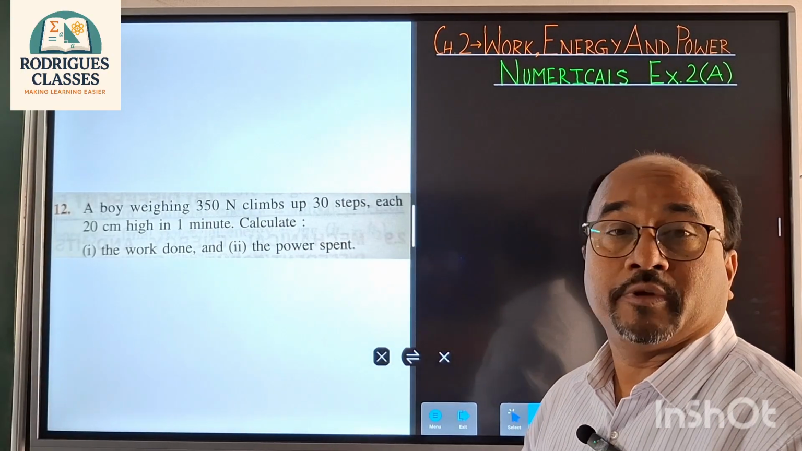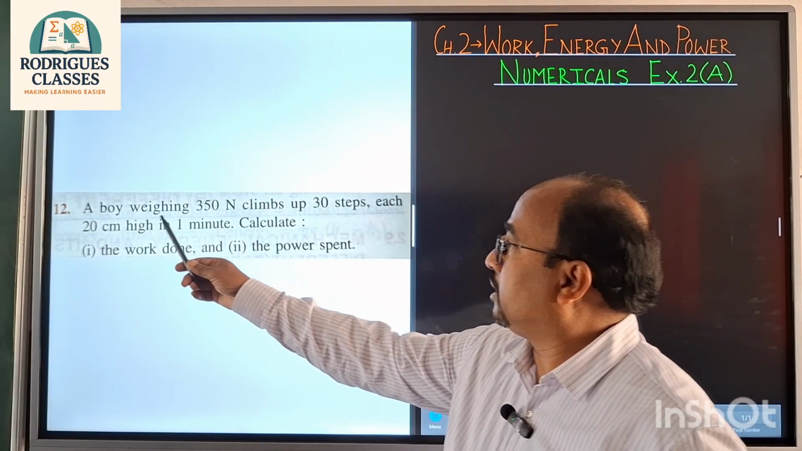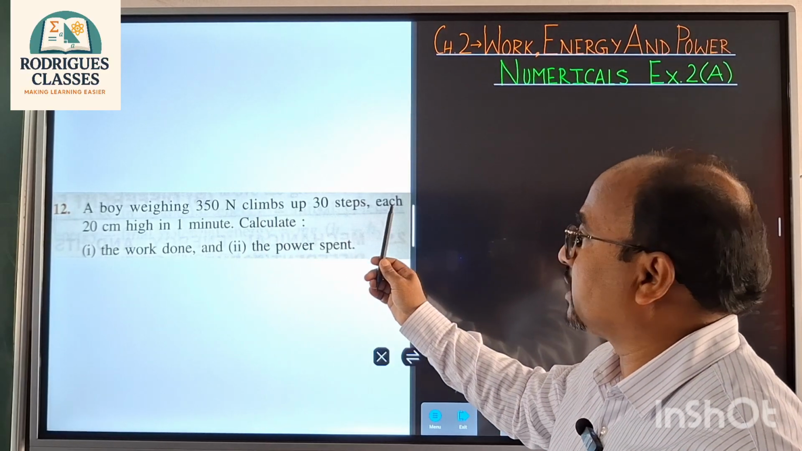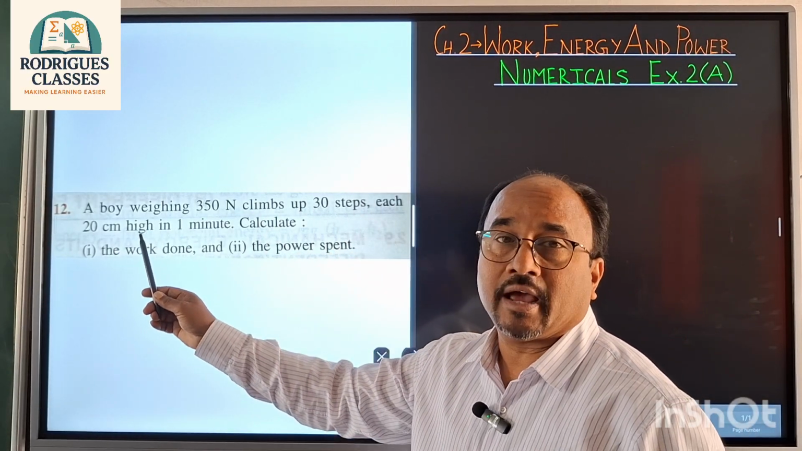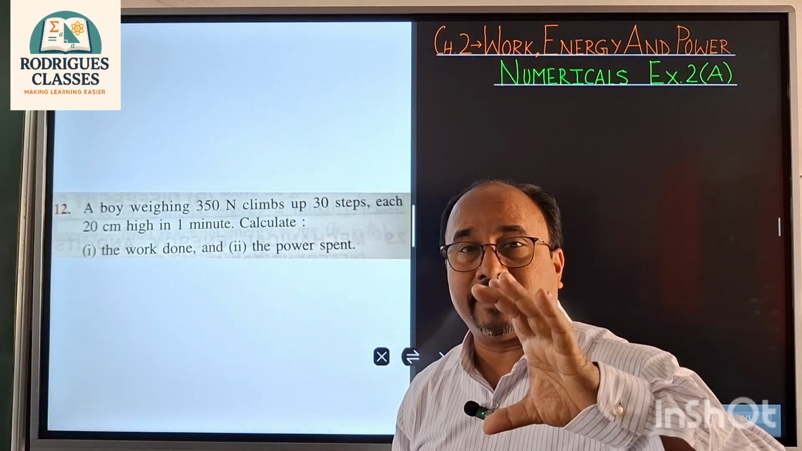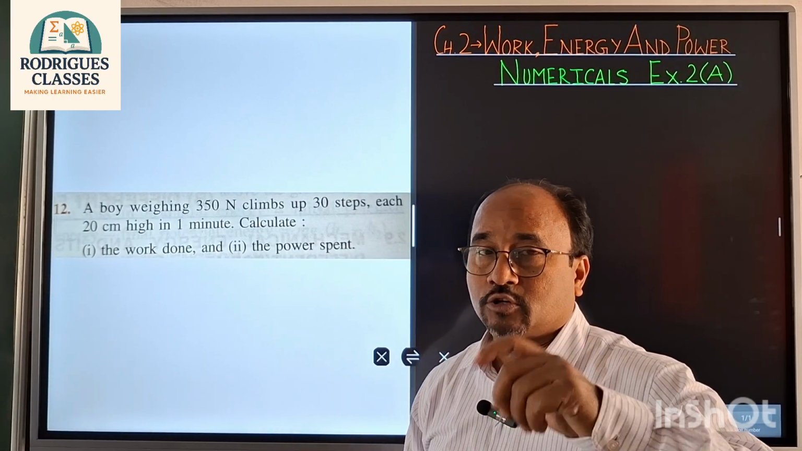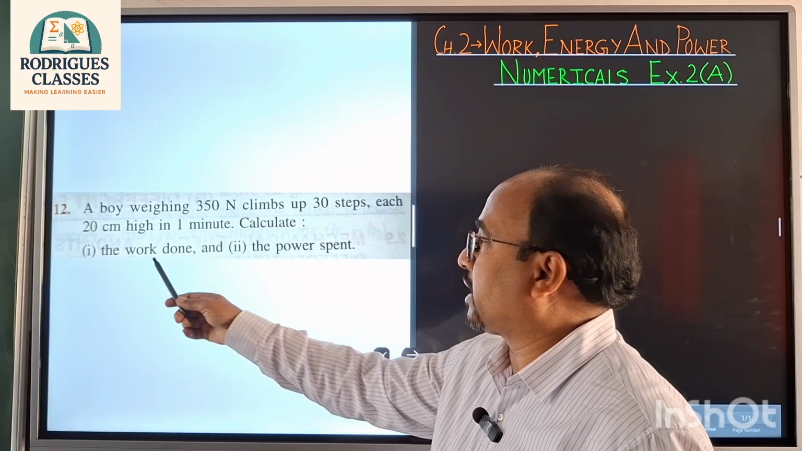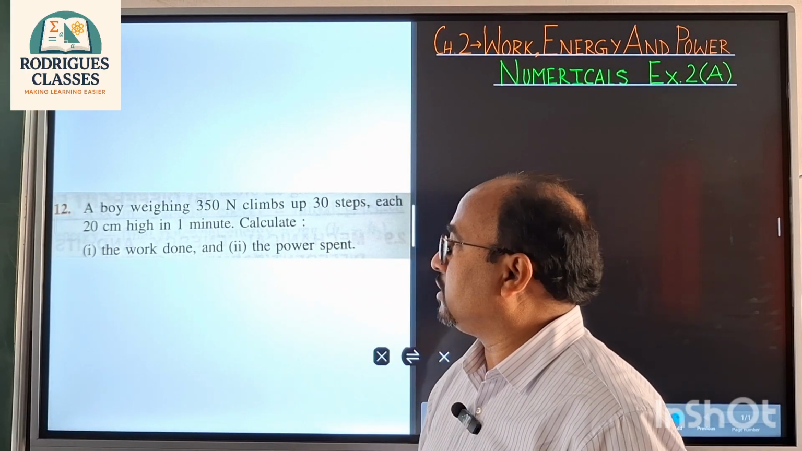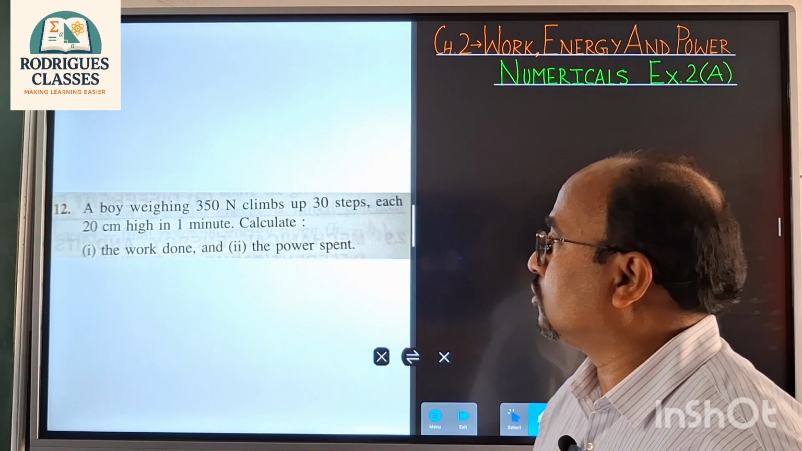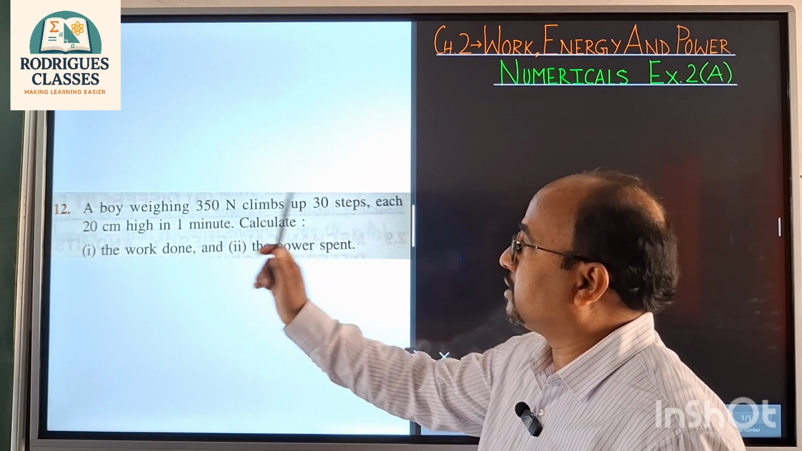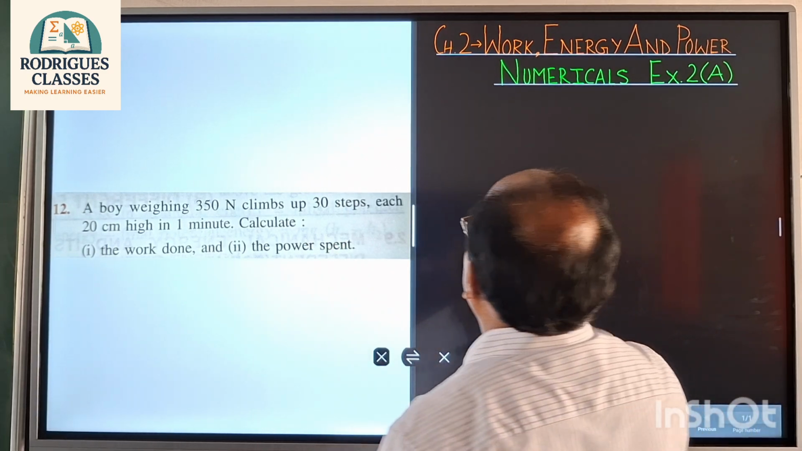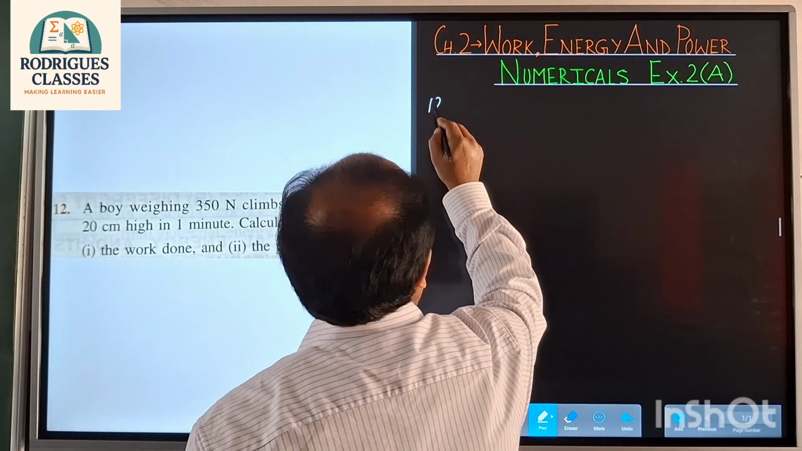Now coming to numerical number 12, which says a boy weighing 350 Newton climbs up 30 steps, each 20 centimeter high. So there are 30 steps, each height is 20 centimeter. So the total height has to be calculated, and in 1 minute we have to calculate the work done and the power spent. The only part here that you need to take care of is the 30 steps and 20 centimeter. So I will be writing here.